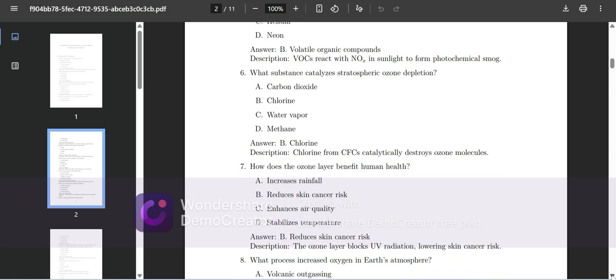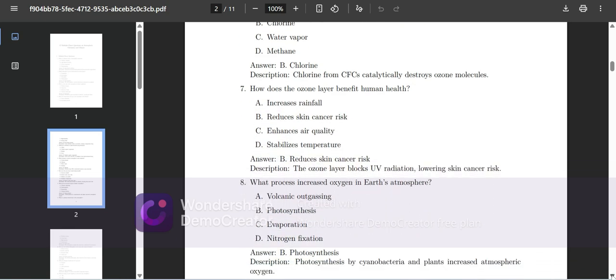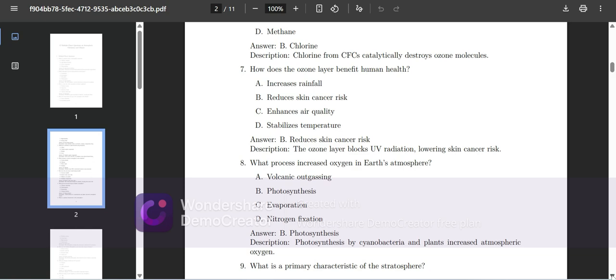Which substance catalyzes stratospheric ozone depletion? Chlorine. Chlorine from chlorofluorocarbons catalytically destroys ozone molecules. How does the ozone layer benefit human health? Reduces skin cancer risk. The ozone layer blocks UV radiation, lowering skin cancer risk.